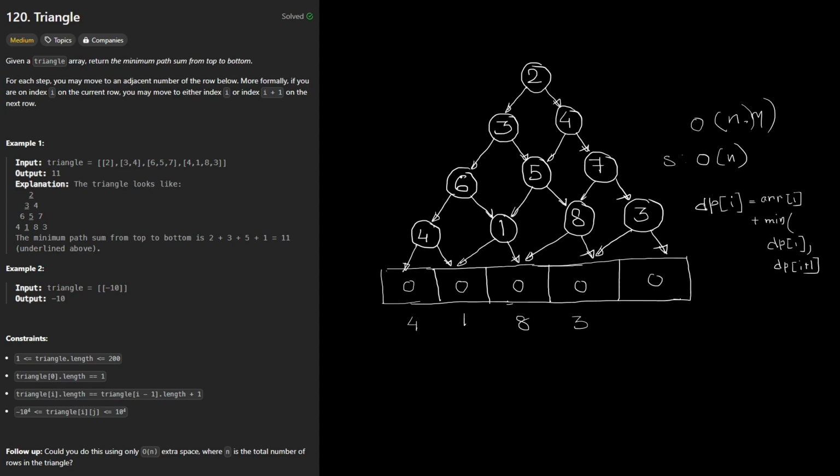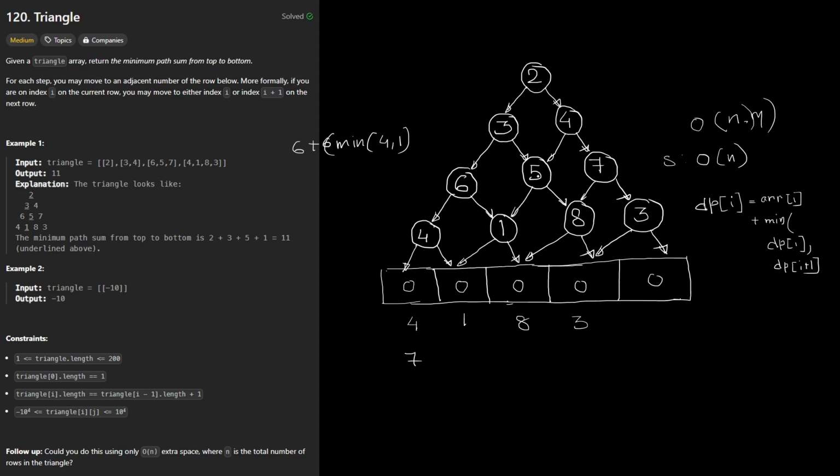Now we are going to compare. Instead of comparing with the row above, we are going to compare with dp. So the value of 6 would be 6 plus the minimum of 4 or 1. We know the value would be 1, so instead of 6, I am going to store 7 out here.